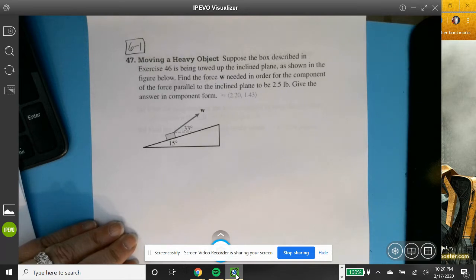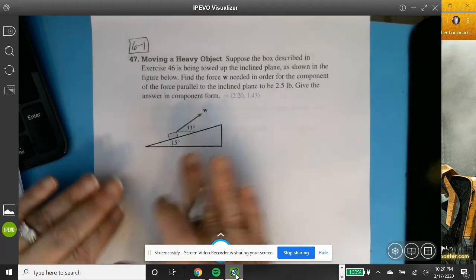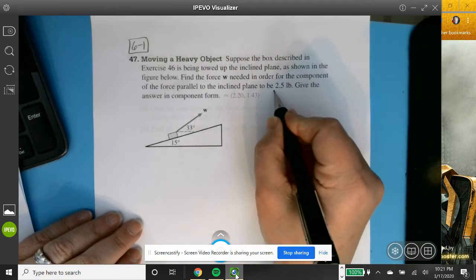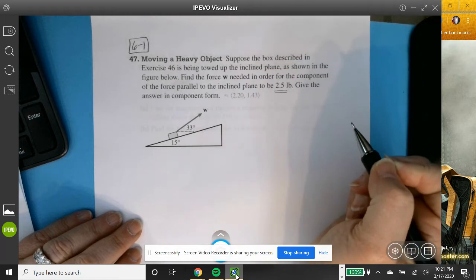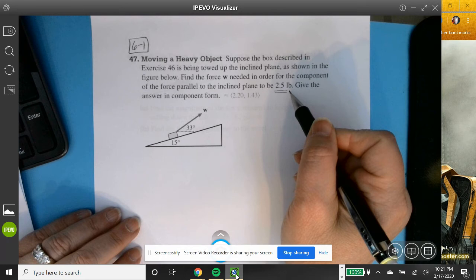All right, number 47 says, moving a heavy object. Suppose the box described in exercise 46 is being towed up an inclined plane as shown in the figure below. And I blew this picture up so that we could see it and write all over it. Find the force W needed in order for the component of the force parallel to the inclined plane to be 2.5 pounds. Well, what we need to know is that this is the magnitude of a force, okay? And we want the component that's parallel to the inclined plane.